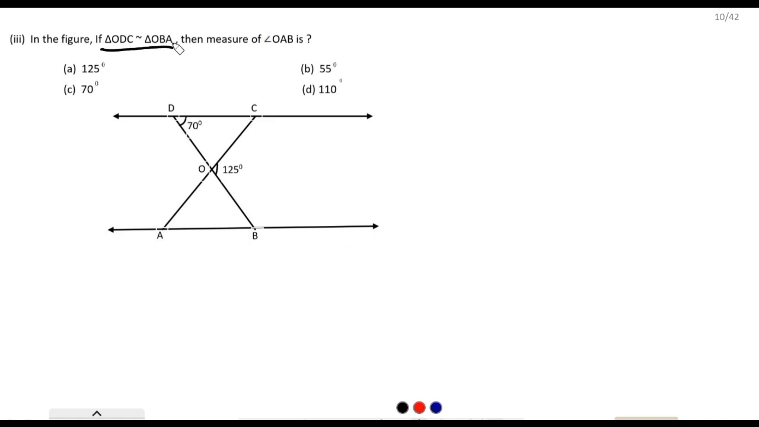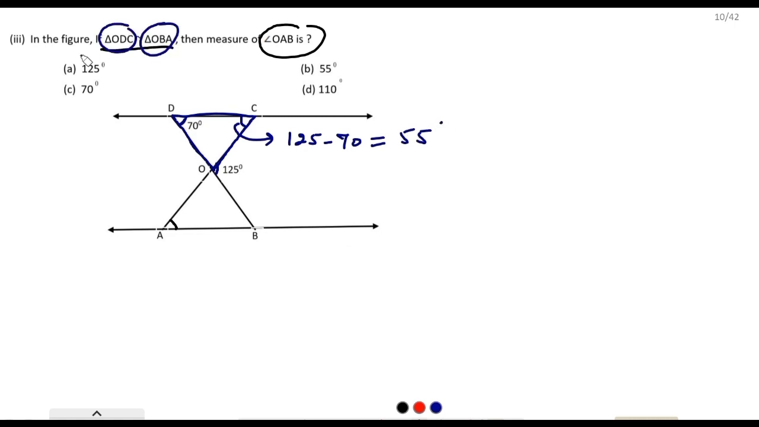Two triangles are similar and we have to find angle OAB, this angle. This angle is 125 degrees and this is the exterior angle of this triangle. This will be equal to the sum of 70 degrees and this angle. So angle ODC will be equal to 125 minus 70, which means 55 degrees. Now these two triangles are similar, so their corresponding angles will be equal.